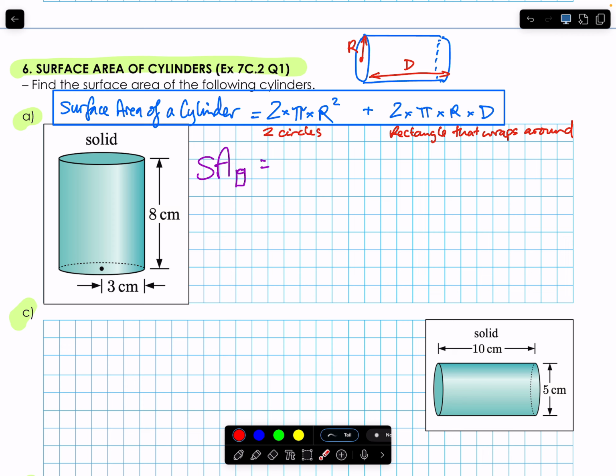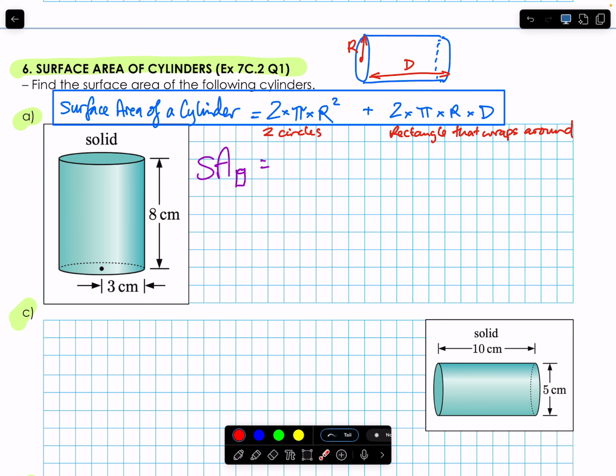Why is that? Because a cylinder has 2 circles on the end. So this part of the formula is the 2 circles on the top and the bottom of a cylinder. And then the second part, you add 2 times pi times radius times d, which stands for the depth. So you can see d here is how tall or deep that cylinder is. So all you need to know to find the surface area of the cylinder is the radius of the cylinder, which is halfway, and the depth of it, how tall it is.